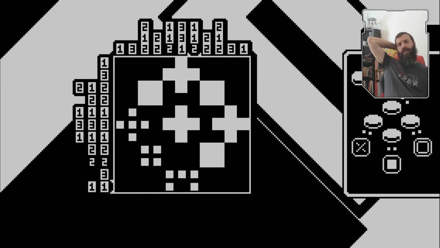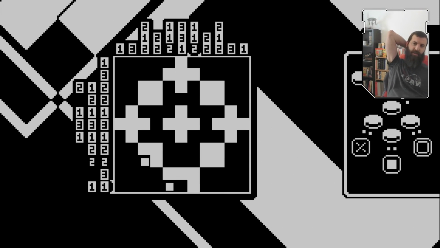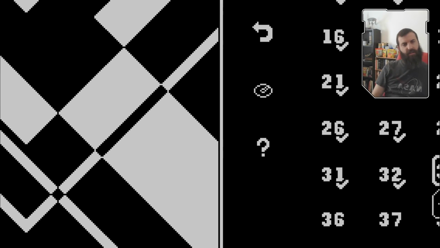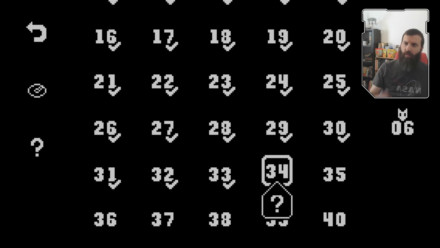Bam! It's like an ice effect, a shimmer. It's a little strange looking, actually. Maybe that's the morning star? Alright, one more. This is Nonogram 34.